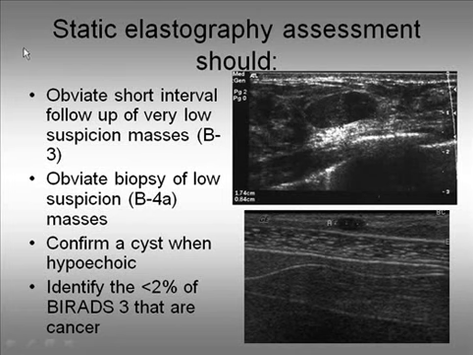And again, we want elastography to obviate short interval follow-up of our BI-RADS 3 masses, obviate biopsy of our very low suspicion BI-RADS 4A masses, and hopefully find these 2% of low suspicion lesions that are actually cancer.